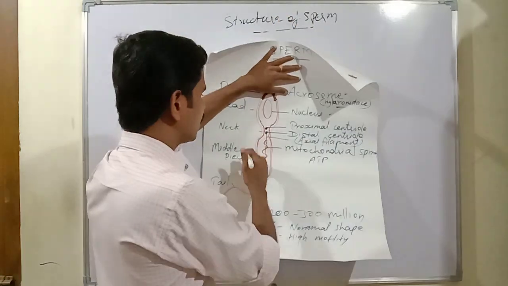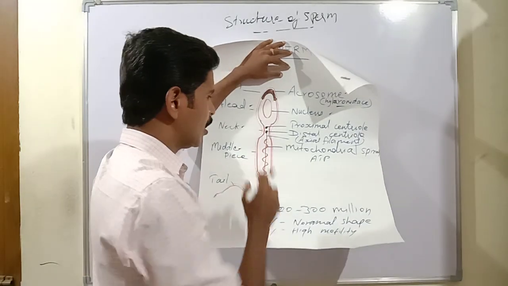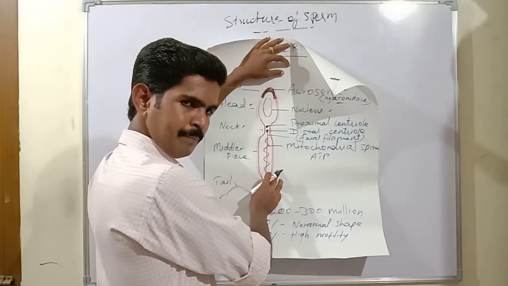Then the third part, middle piece. So head region completed, neck completed, middle region. So this is the middle piece.